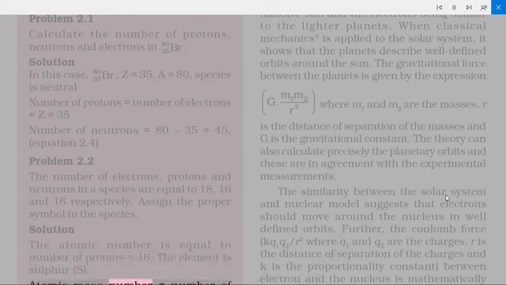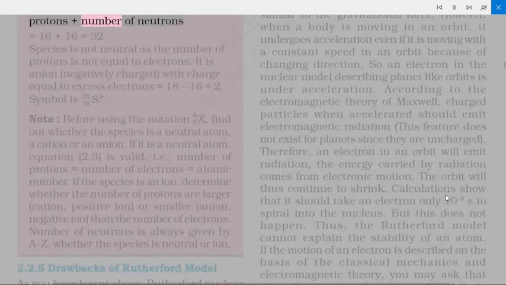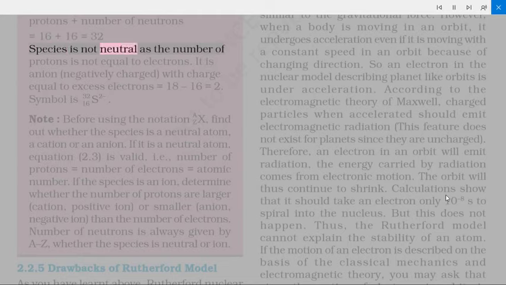The atomic mass number is equal to the number of protons plus the number of neutrons, which is 16 plus 16, equal to 32. The species is not neutral as the number of protons is not equal to the number of electrons. It is an anion, negatively charged, with charge equal to the excess electrons, 18 minus 16, which is 2. The symbol is 32/16 S with charge 2 minus.